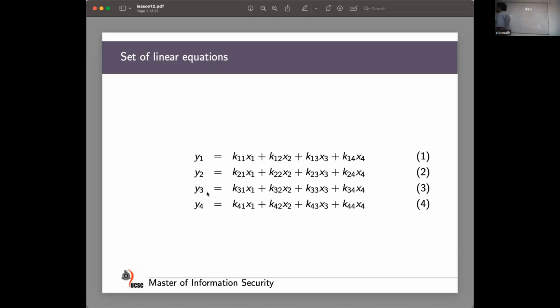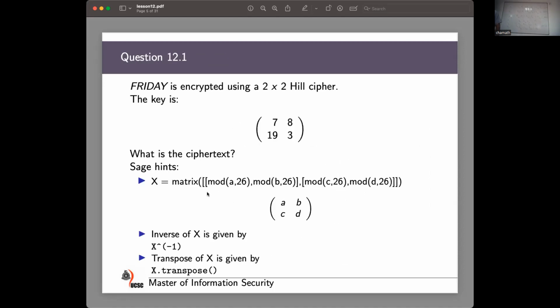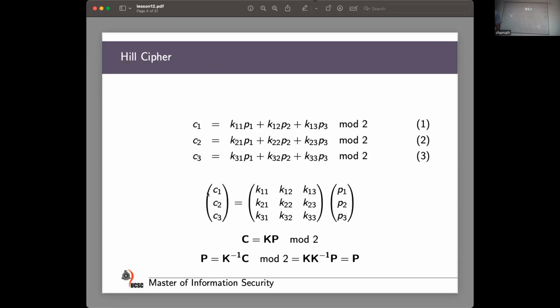Okay. Maybe let's take a break. And when we come back, you have to encrypt using the Hill cipher. To do that, you should be able to represent matrices in Sage.